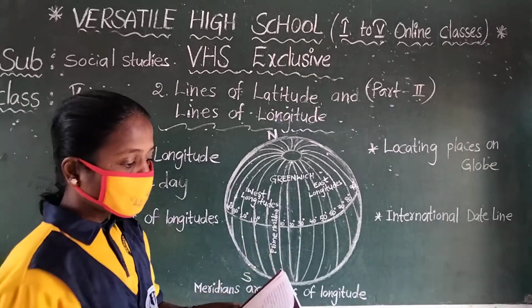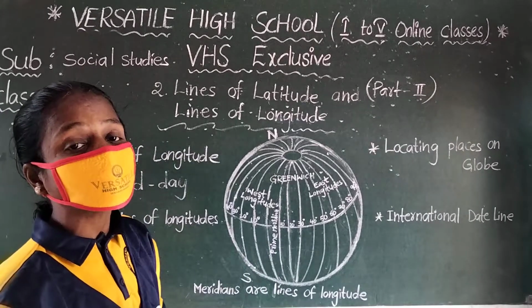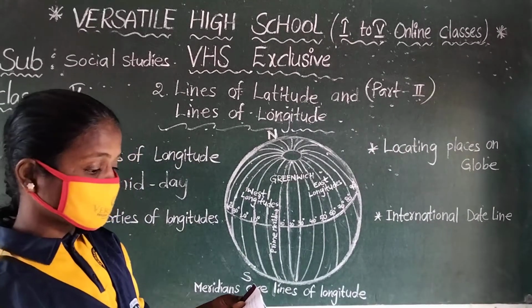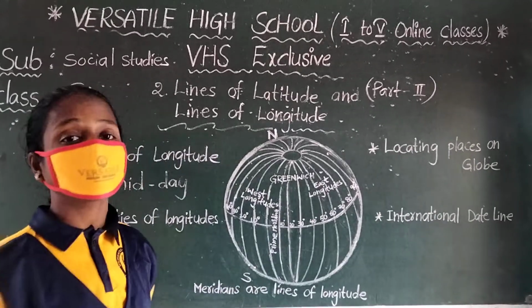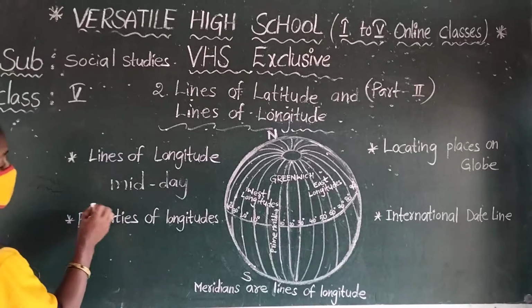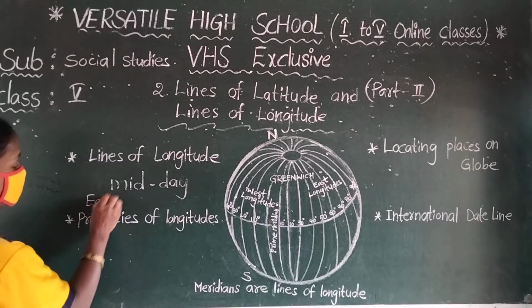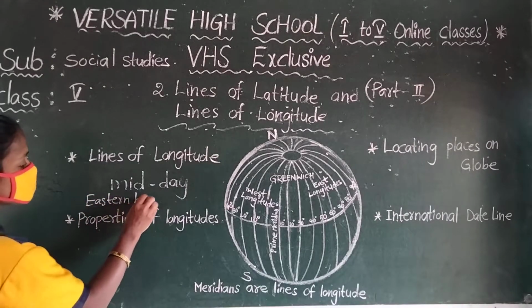The area between 0 degrees and 180 degrees east is called the eastern hemisphere.